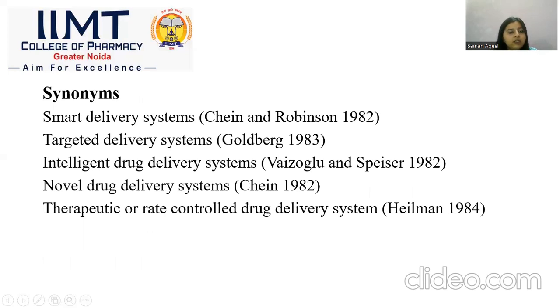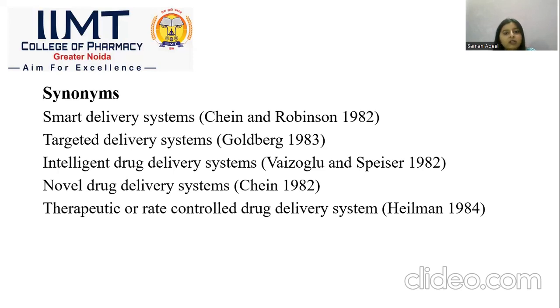Moving on to the next, we have some synonyms which were given by various scientists for controlled drug delivery system. First is the smart delivery system. It was the term given by Shane and Robinson in 1982. Next is the targeted drug delivery system. It was the term given by Goldberg in 1983. Next is the intelligent drug delivery system. It was the term given by Weislu and Spicer in 1982.